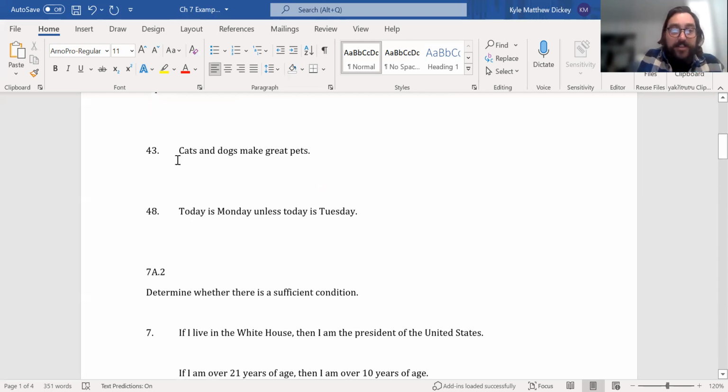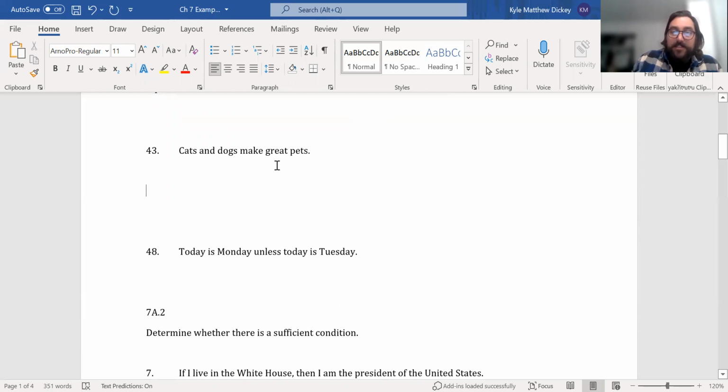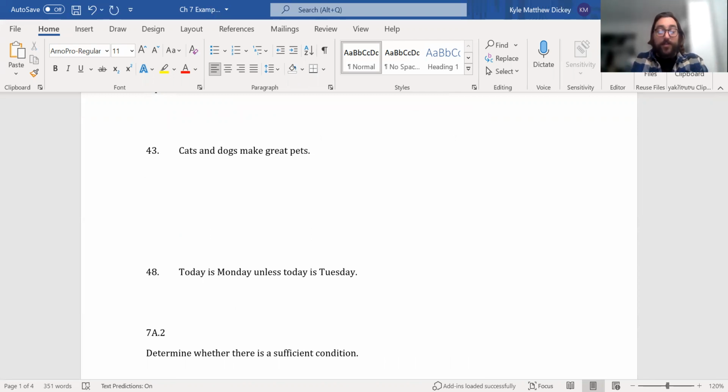All right, how about this sentence? Cats and dogs make great pets. Well, is this sentence logically complex? Yes, because of the word and here. But there aren't 2 sentences on either side of this yet, right? The word cats is not a sentence. So what do we need to do? Well, we need to translate this into something that has 2 sentences.